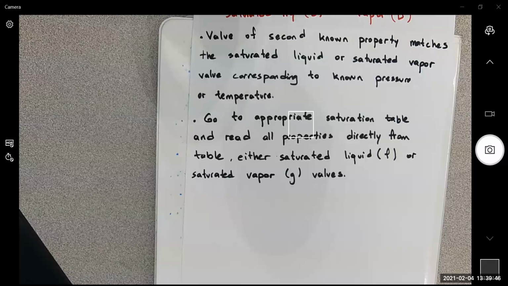Table A2, the properties of saturated liquid-vapor, temperature table. This table is a function of temperature. Go to the next one, table A3. It's the same table, but as a function of pressure. If the pressure is constant, use table A3; if the temperature is constant, use table A2.